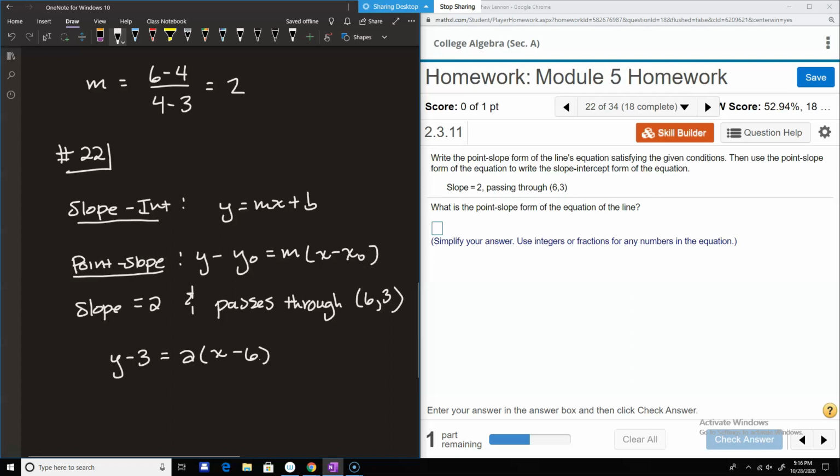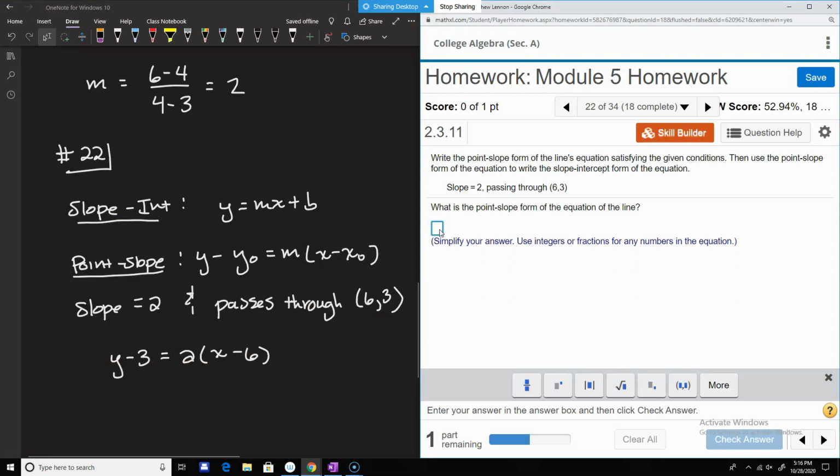You would have to put them into slope-intercept form to tell if in fact they're the same line, or they could possibly be parallel if they're not. So the point-slope form here, I think we just type in what we have, y minus 3 equals 2 times the quantity x minus 6.